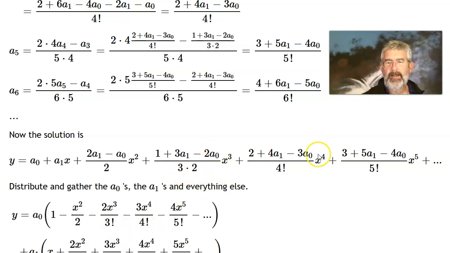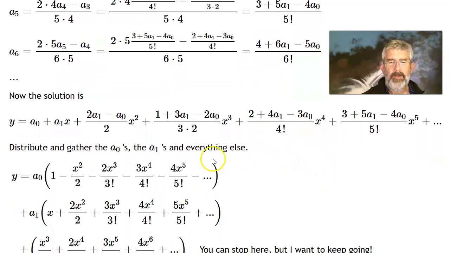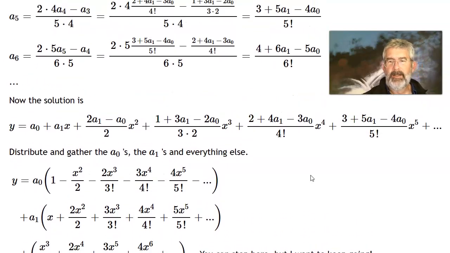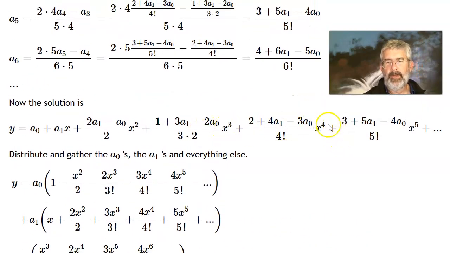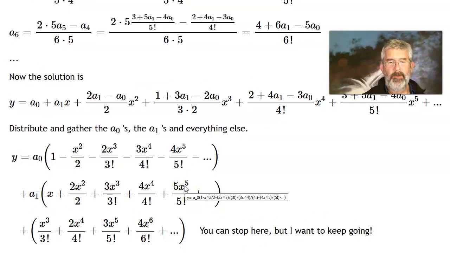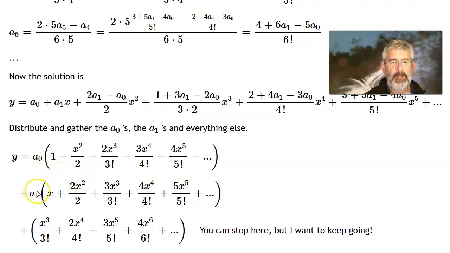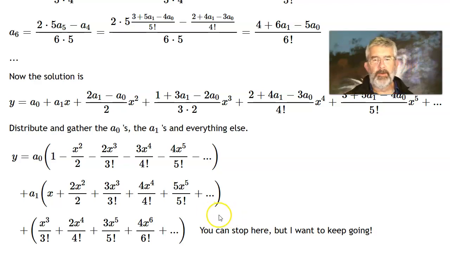So there's that, and just take all the A0s, then take all the A1s, and then take all the stuff that doesn't have either, because, right, there's a 1 over 6 here, and there's a 2 over 4 factorial there, and there's a 3 over 5 factorial there. So I've got, and each of those were times x to a power. So there's stuff with A0, there's stuff with A1s, and then there's stuff that doesn't have either of those.